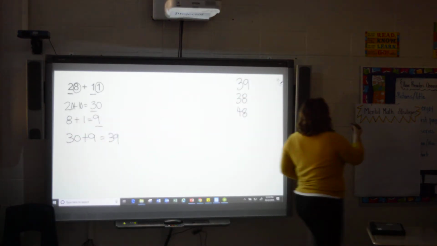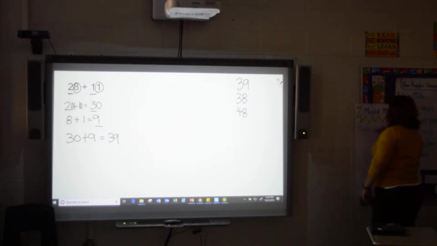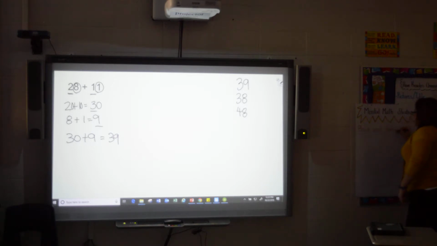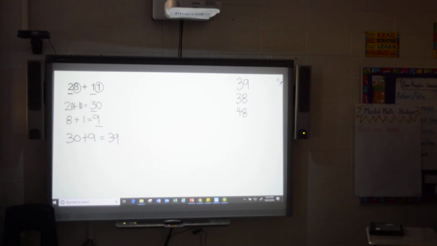All right, so you know what I'm going to call this one? I'm going to call this one break apart strategy. Okay? And I'm just writing this right now. I'll make us a better chart, but I just want to quickly add that to it. So we broke it apart.